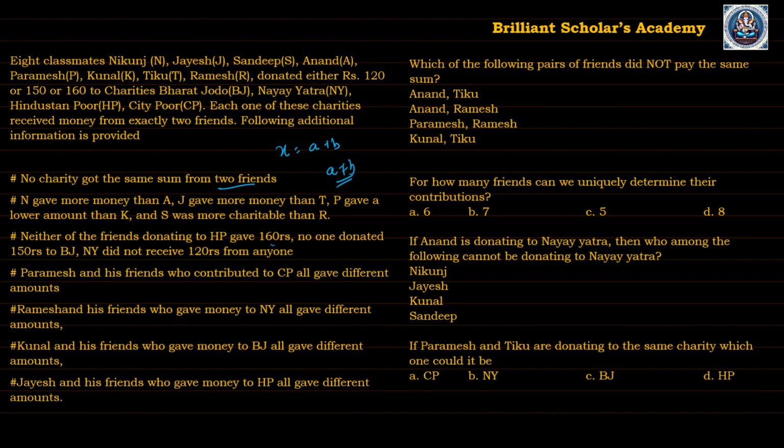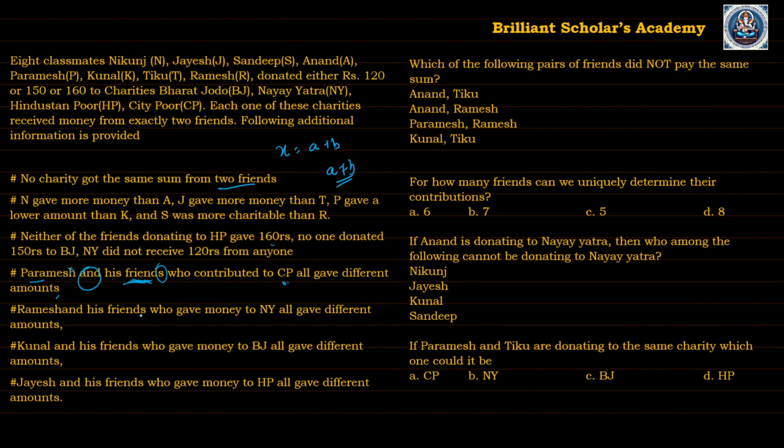So this kind of analysis should start in your mind before you start solving the set. I'm able to comprehend all this before I start solving. And his friends who donated to CP, this sounds a little dicey. Parmesh and his friends, it should be friend. It says friends, so I'm guessing there is some twist in the language. Those who contributed to CP all gave different amounts. See, friends is plural. That means Parmesh is not giving money to CP. His friends are.